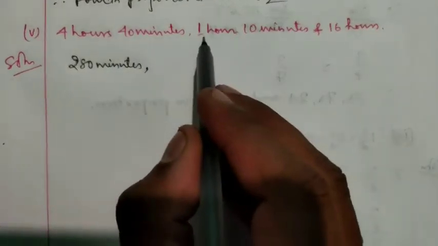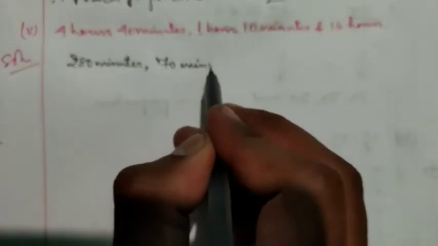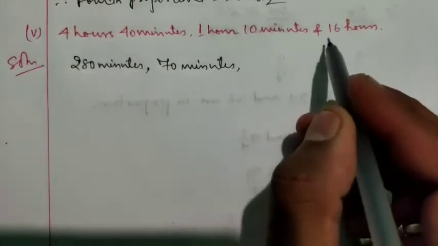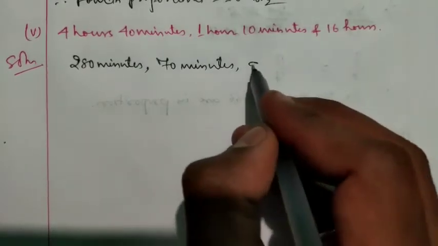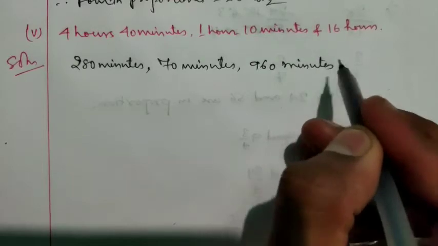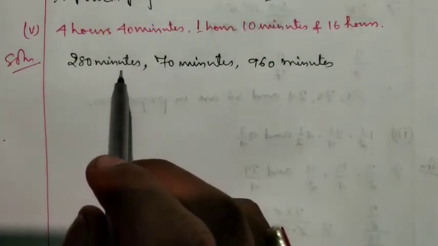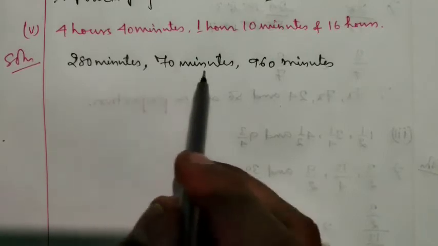Then 1 hour, 60 plus 10, will be 70 minutes. And 16 hours, 16 sixes are 96, it will be 960 minutes. Now we can see that A, B and C, we all have got the 3 quantities in the same unit.